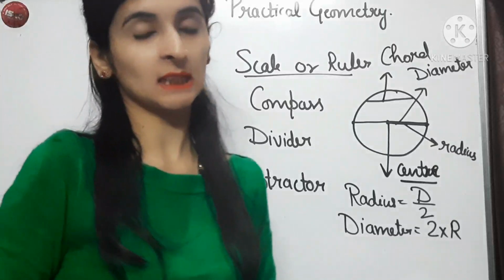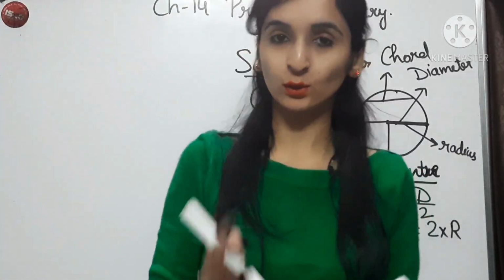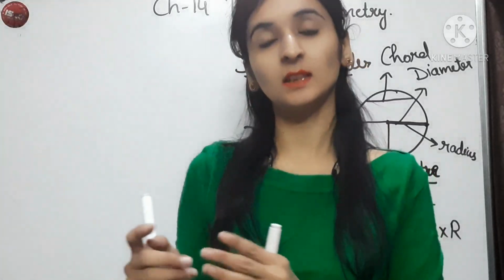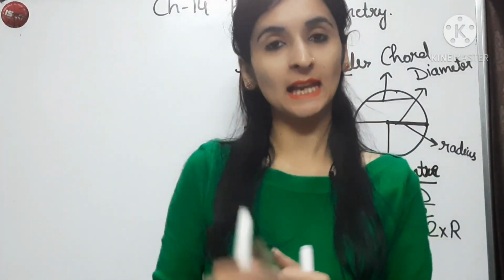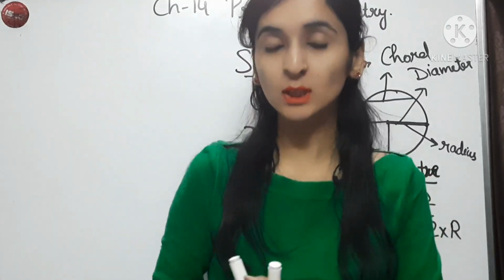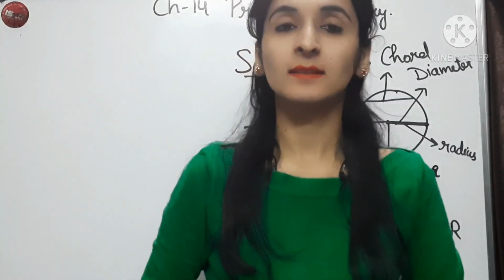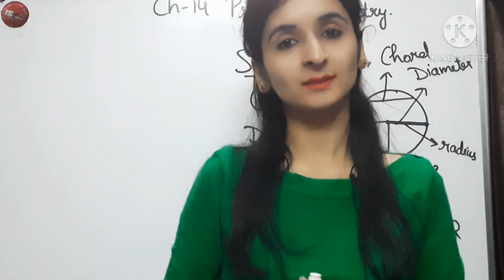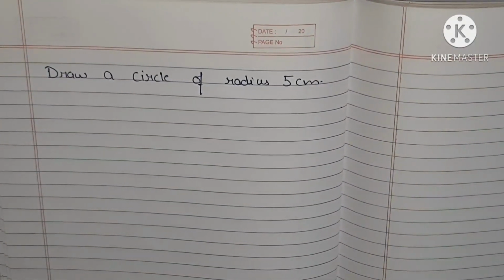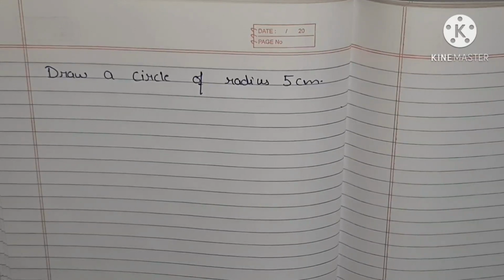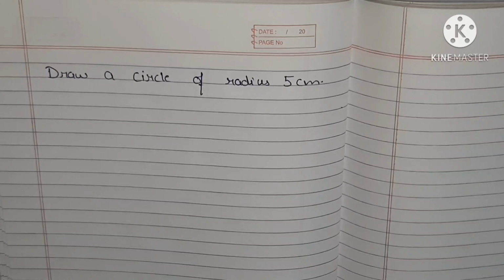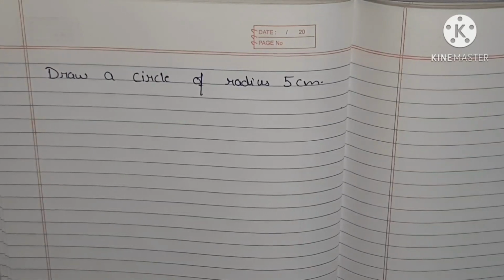Now, how do we draw a circle? See children, it is not possible to draw a circle on the board with the help of a compass, so I am going to show you in the notebook how to draw a circle. So let's have a look. Now we are going to draw a circle. Before starting the exercise questions, we are going to start with the construction of a circle.